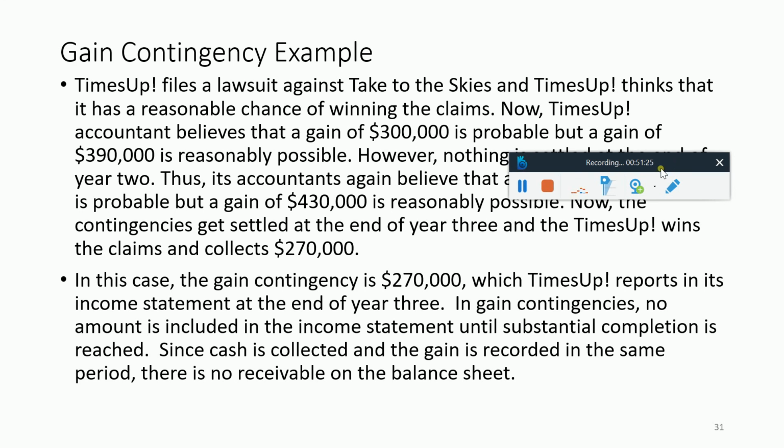Okay, so in this example, there's uncertainty about how much money will ultimately be collected by time's up. And so throughout the first 2 years and even into the third year, nothing will be put into the financial statements regarding this lawsuit. It will also not be disclosed in the footnotes either. But at the end of year 3, when it is finally settled and there are no more appeals possible, that $270,000 will be recorded as a gain and the collection of cash.